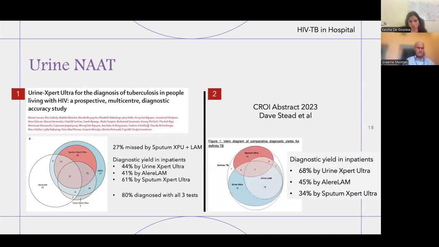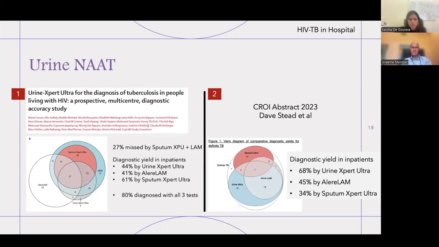There have also been other studies that have looked at urine Xpert Ultra, just to highlight another one. This was also based on inpatients in two hospitals in the Eastern Cape province of South Africa, much sicker patients than the cohort on the left. So much lower CD4 counts, more TB, and a higher risk of mortality overall. The diagnostic yield in this study actually completely outperformed that of sputum Xpert Ultra, as you can see on the slide. Just under 70% of all the patients could be diagnosed with that test alone.